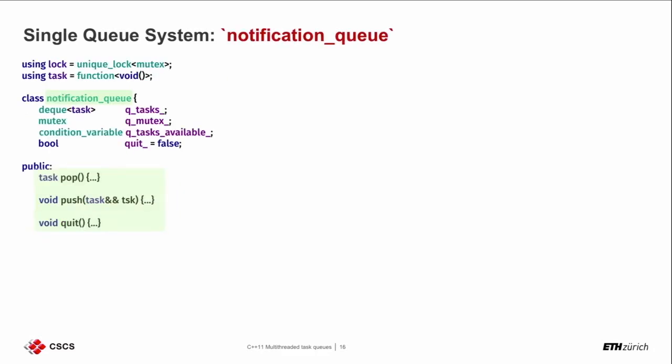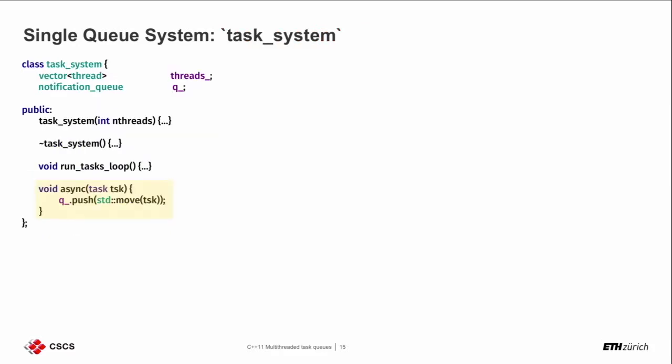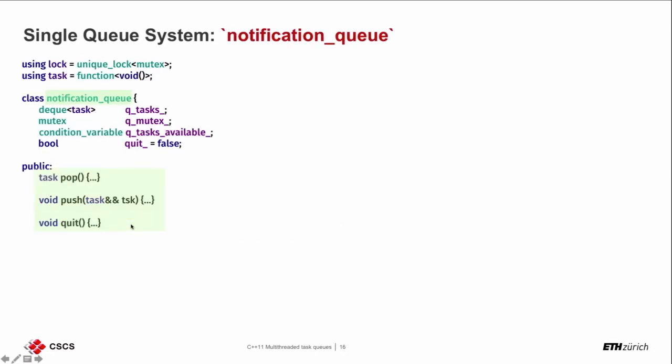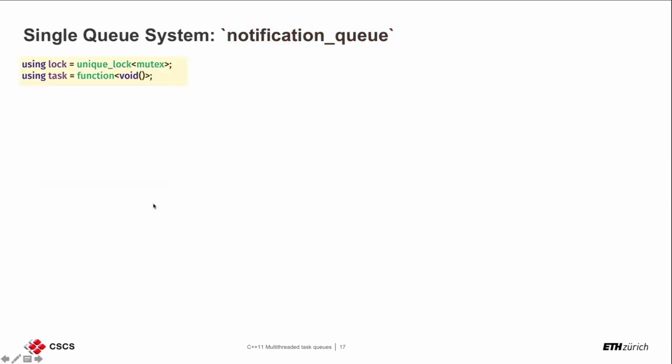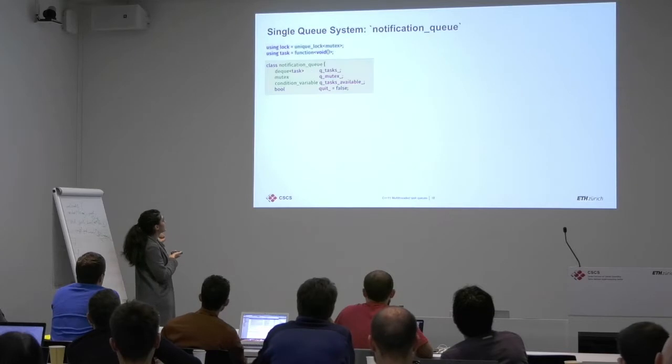Okay, now to take a closer look at our notification queue, because previously we just looked, okay, we push to it here, and we pop from it earlier. So how are these pop and push methods implemented? First of all, we've been using the word task before. I should have mentioned this earlier, but it's basically just a standard function. And now we're also going to be using lock, which is a unique lock of mutex, which was also mentioned previously in the presentation on threads.